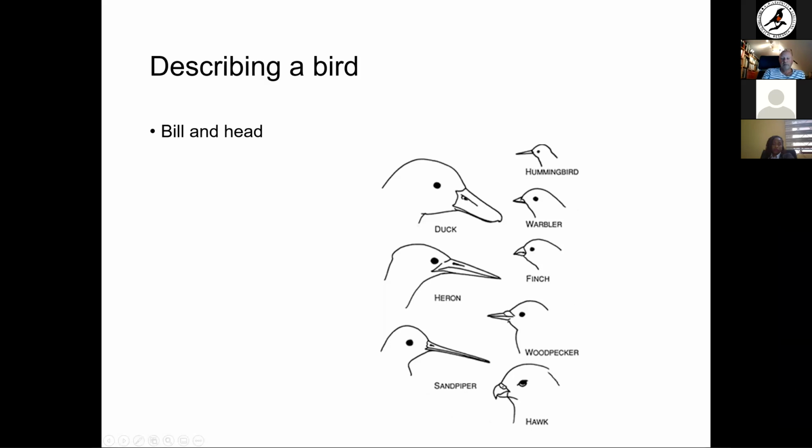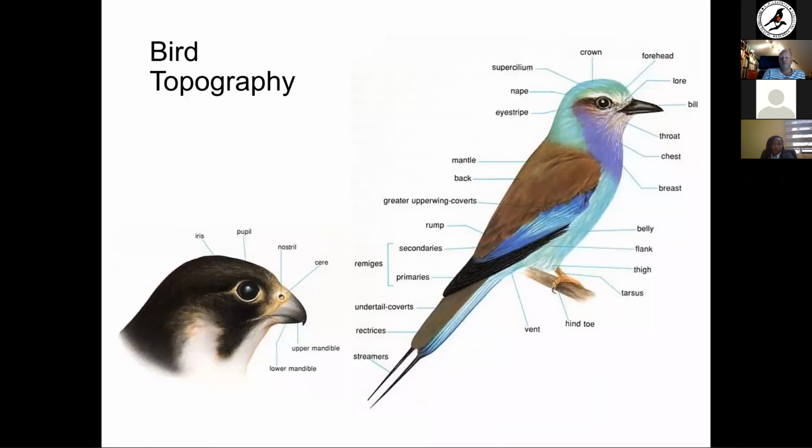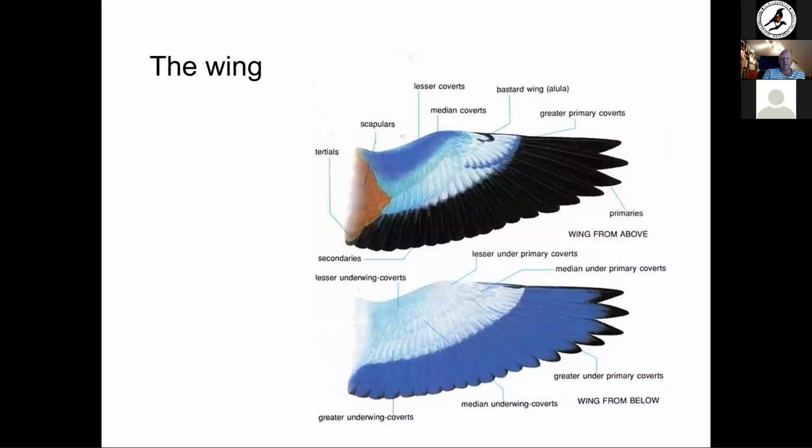In all bird books, there is a page like this where you can see the different names of parts of a bird, which is important when you want to describe it for someone else or for yourself. And the same for wings. You have different names for different parts of the wing.